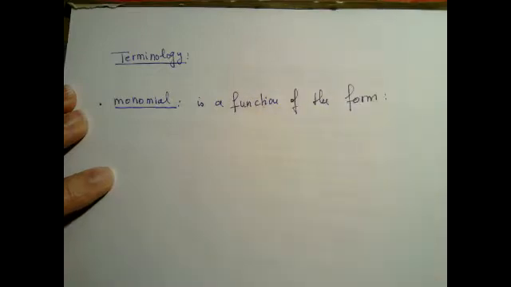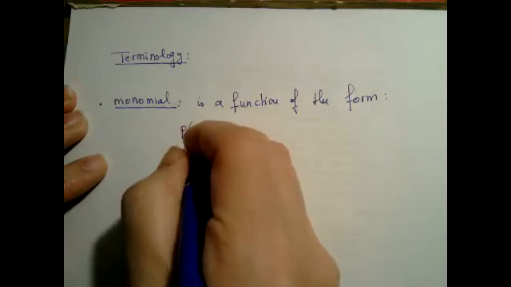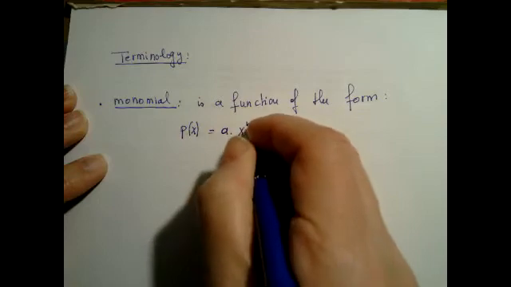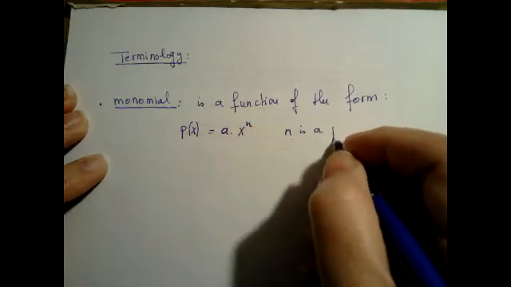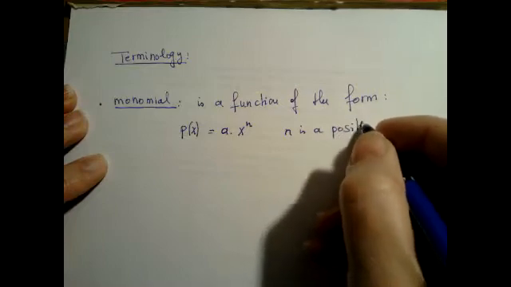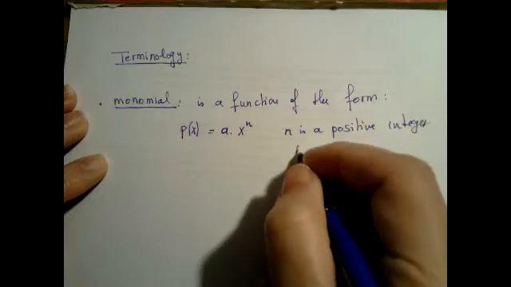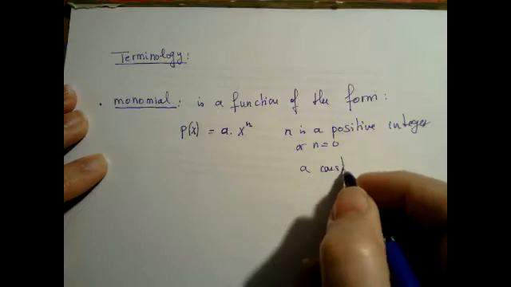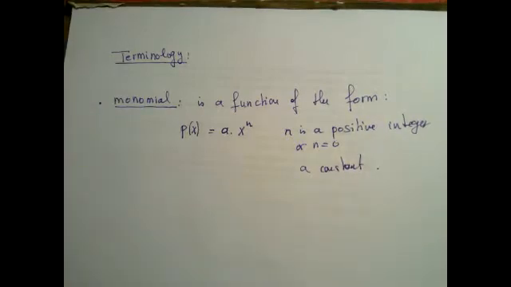Yeah, so a monomial is a function of the following form. P of x equals a certain constant a times x to the n, where n is a positive integer or n equal to 0. That's what n is allowed to be. A is a constant. Okay, so n is a positive integer, and that's what matters to me.